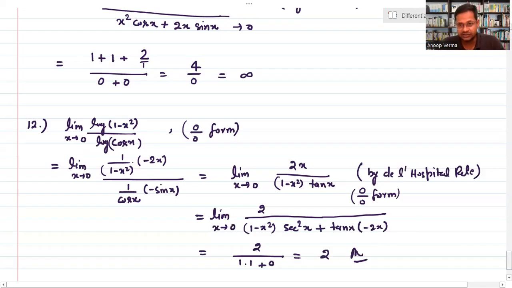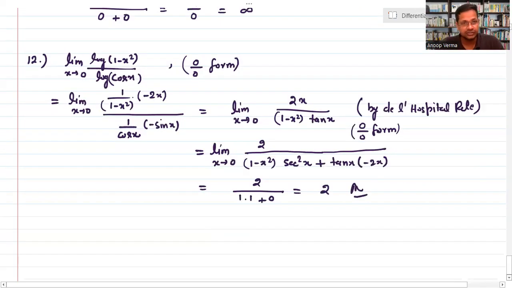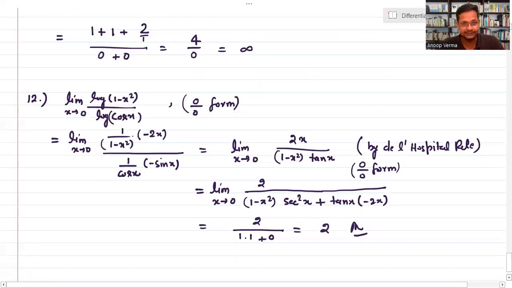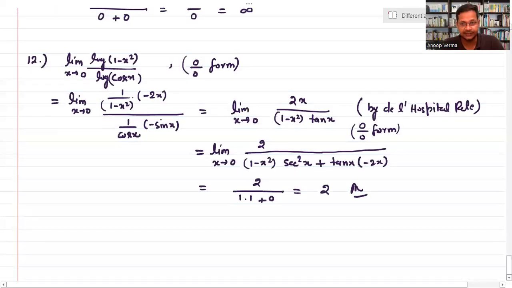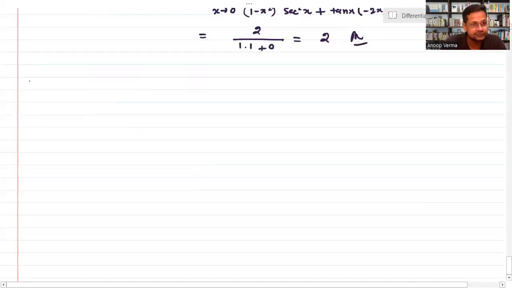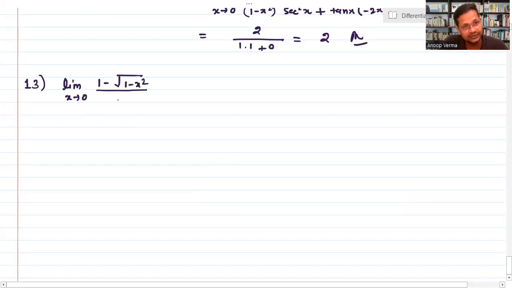ओके, नेक्स्ट क्वेश्चन नंबर 12 हो गया, 13. क्वेश्चन नंबर 13 में है, वी आर आस्किंग फॉर लिमिट x टेंडिंग टू 0 and this is 1 minus root of 1 minus x square divided by x square. ओके, तो यहाँ पर भी ये 0 by 0 फॉर्म बन रहा है, तो we simply take the derivative.